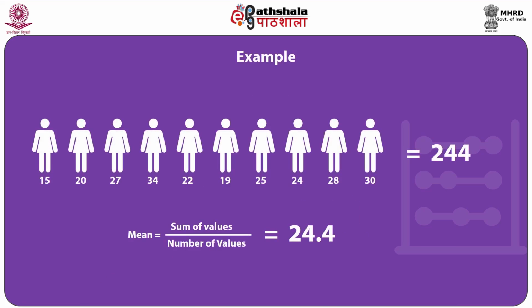Example, consider the age of these 10 women: 15, 20, 27, 34, 22, 19, 25, 24, 28 and 30 years. The sum of these 10 values is 244. So, the mean is 244 by 10 is equal to 24.4 years.